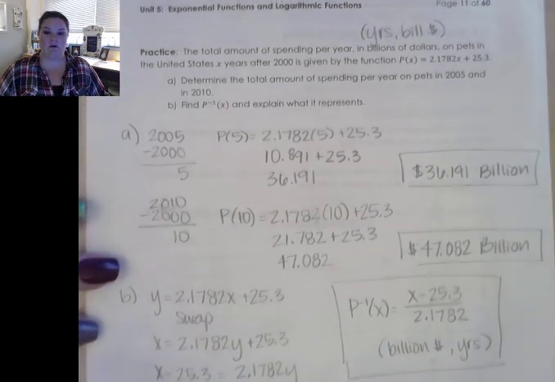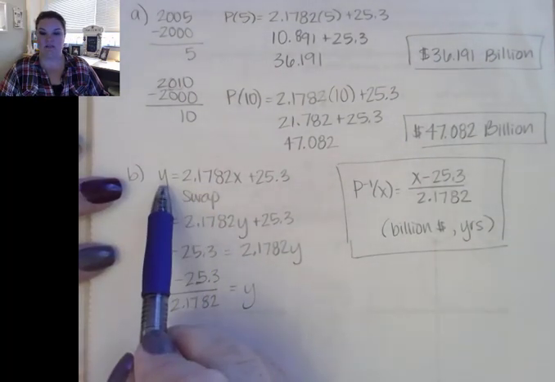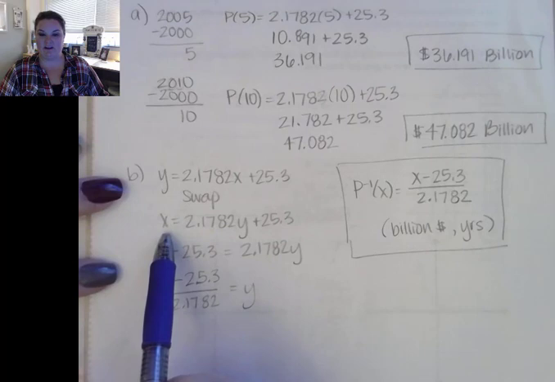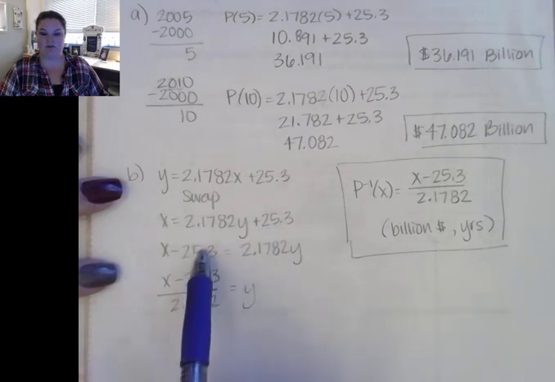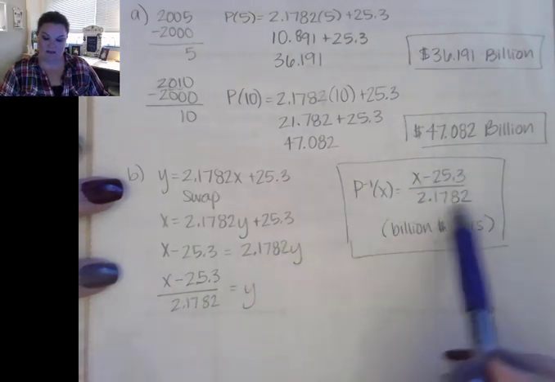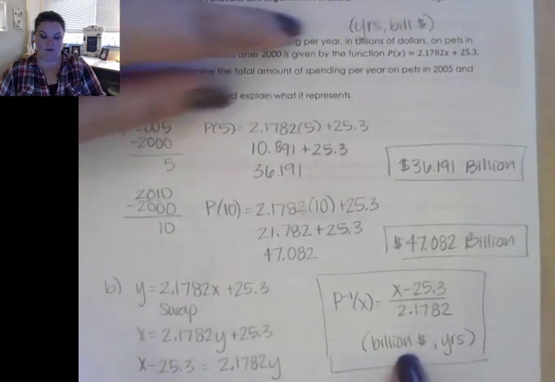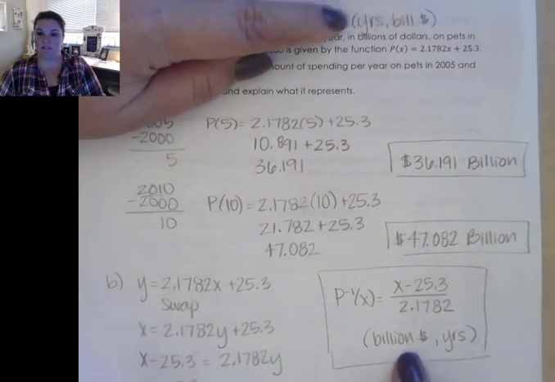Okay, so to find the inverse function, I write it without the function notation, I swap my variables, and then I solve for y. So I just move the 25.3 over and divide off my coefficient. So this is my inverse function, and all I had to do was swap what my ordered pair represented.